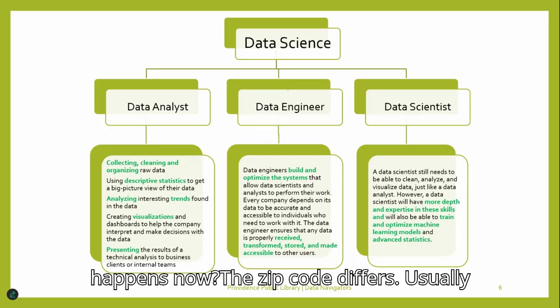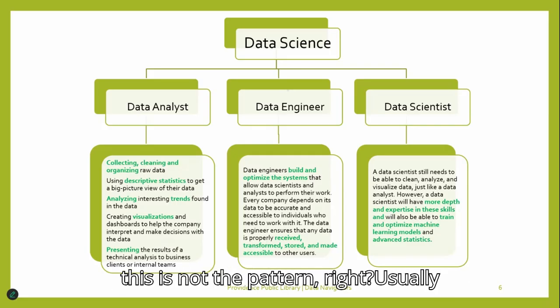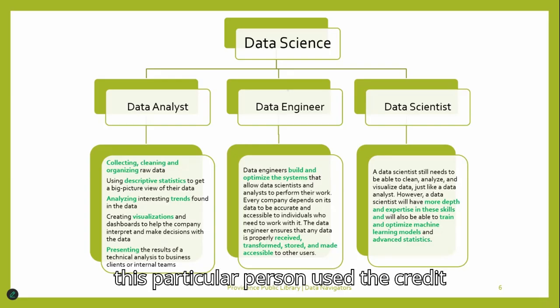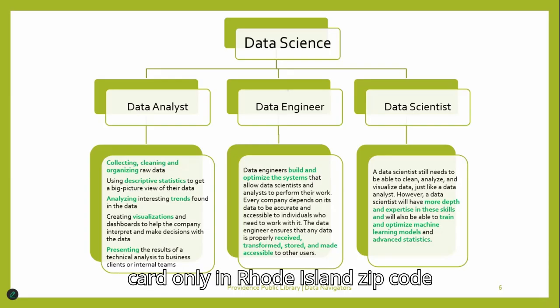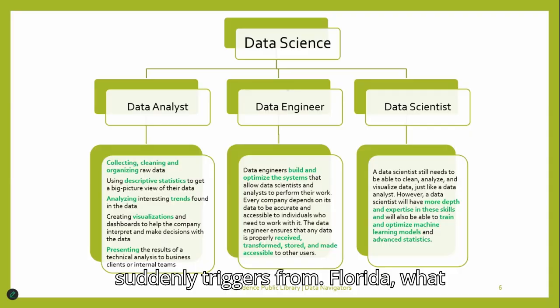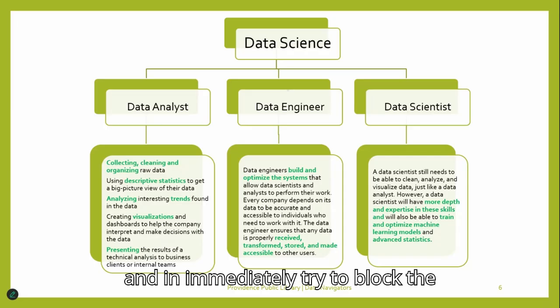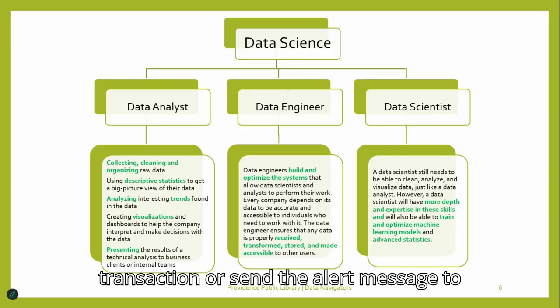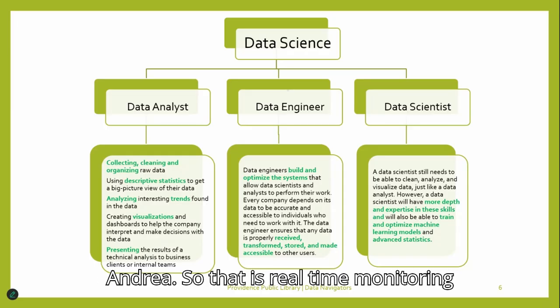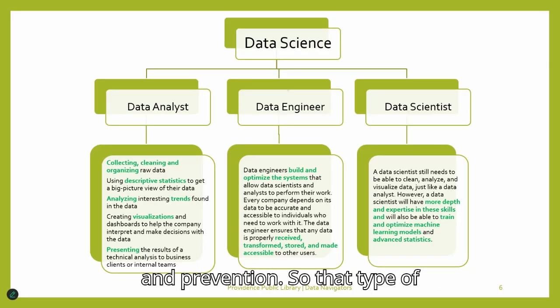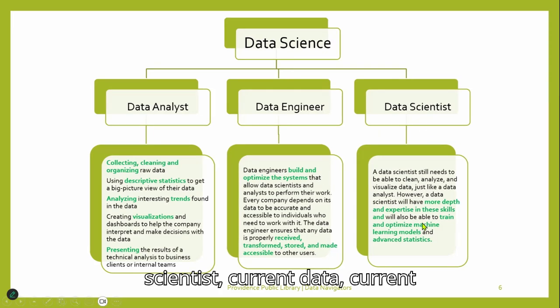So what happens now? The zip code differs. Usually this is not the pattern, right? Usually this person used the credit card only in a Rhode Island zip code. Suddenly it triggers from Florida. What will happen? The system will monitor that and immediately try to block the transaction or send an alert message to Andrea. So that is real-time monitoring and prevention. That type of thing is what comes with a data scientist: current data, current transactions, and the future, right? So that is a data scientist.